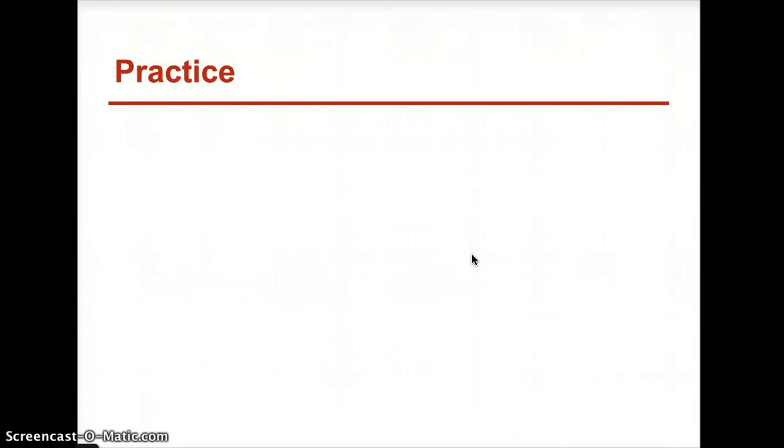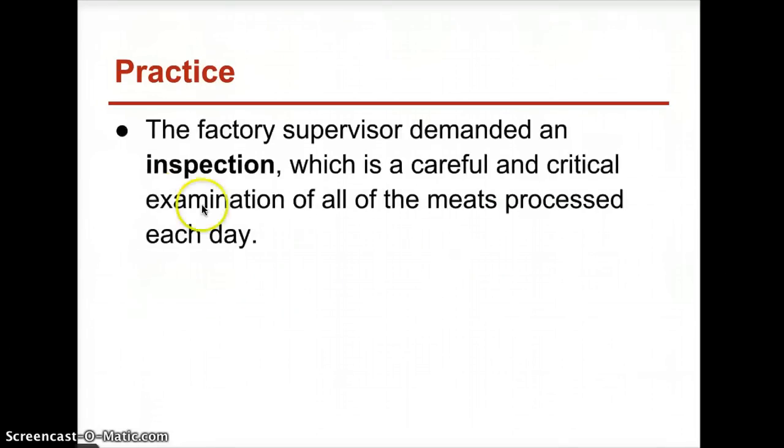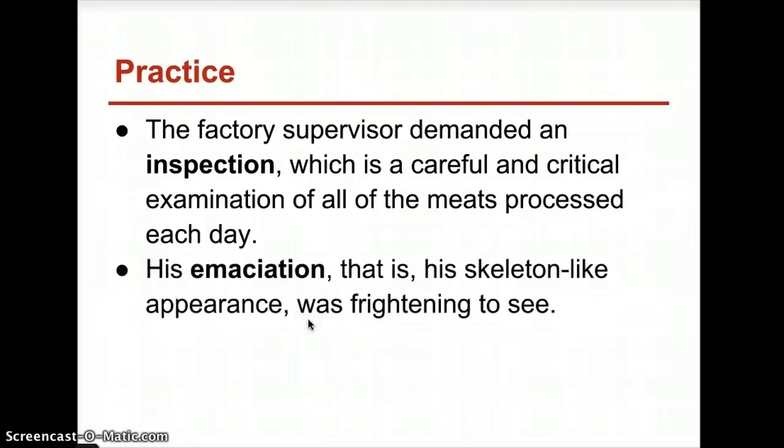So now you're going to practice. In your notebook, you will write down the bold word. In this case, it's inspection. And then decide based on the clues that are given in the sentence what the definition is. The factory supervisor demanded an inspection, which is a careful and critical examination of all the meats processed each day. Your second example. His emaciation, that is, his skeleton-like appearance, was frightening to see. So in your notes you should have two practice problems, one for inspection and two for emaciation.